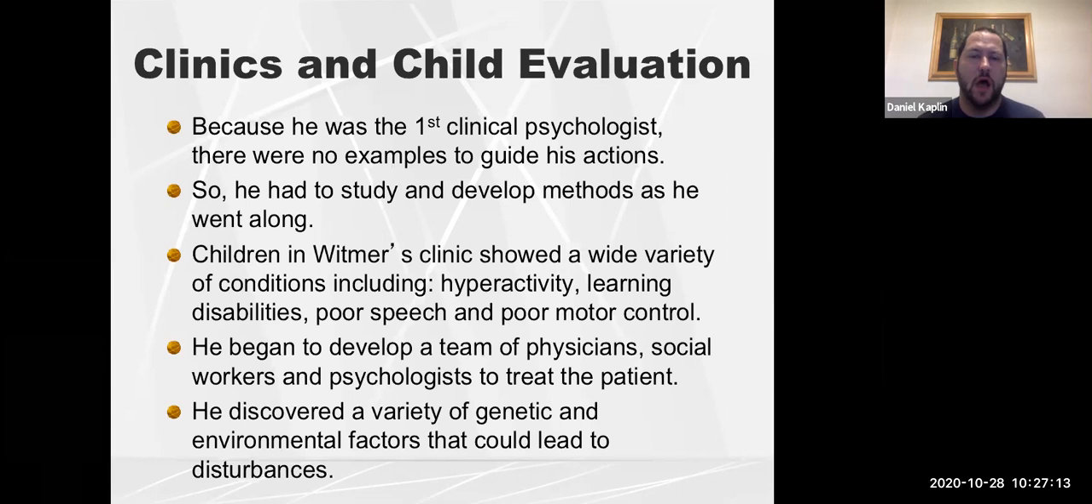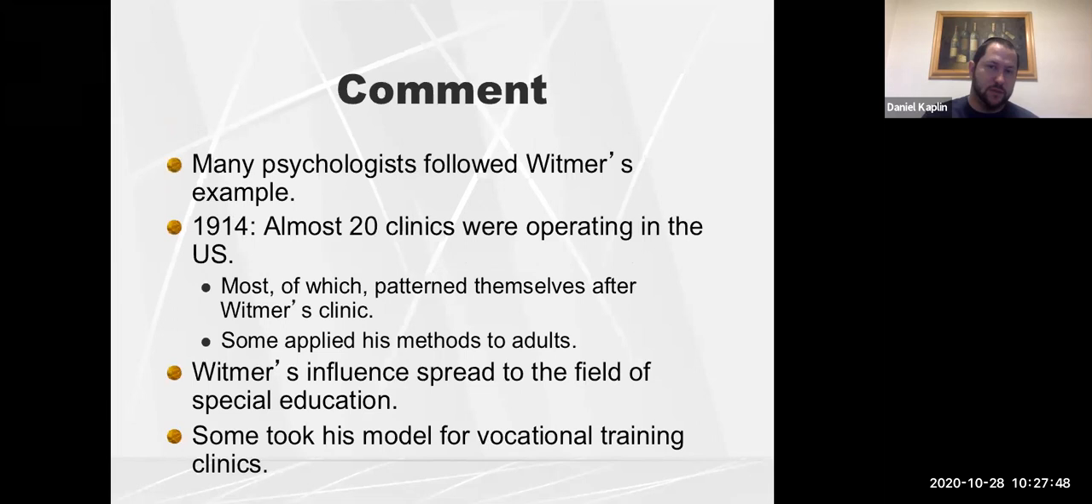So Whitmer, his clinic showed various conditions and how to treat various conditions such as ADHD, learning disabilities, speech problems, motor problems. And he felt the best way to treat conditions was through a team approach that included medical doctors, social workers, psychologists, and so forth. And he also acknowledged the fact that both genetics and environmental factors impact the development of psychological disturbances.